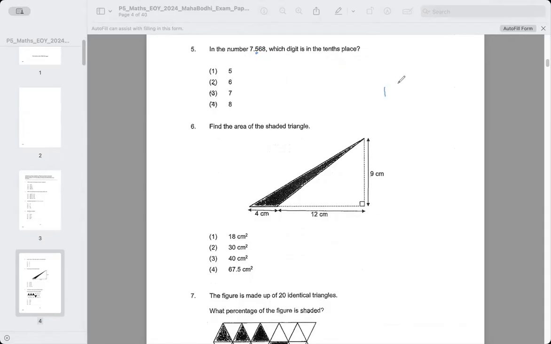So for question 6, find the area of the shaded triangle. So the shaded triangle is over here. So for triangle, the formula is half times base. The base of this triangle is 4. Okay, and then the height will be the perpendicular height. So for this, we have to extend outwards. This is the height. Okay, so half times 4 times 9 will give us 18. So your answer will be option 1. Okay, then I move on to the next question.